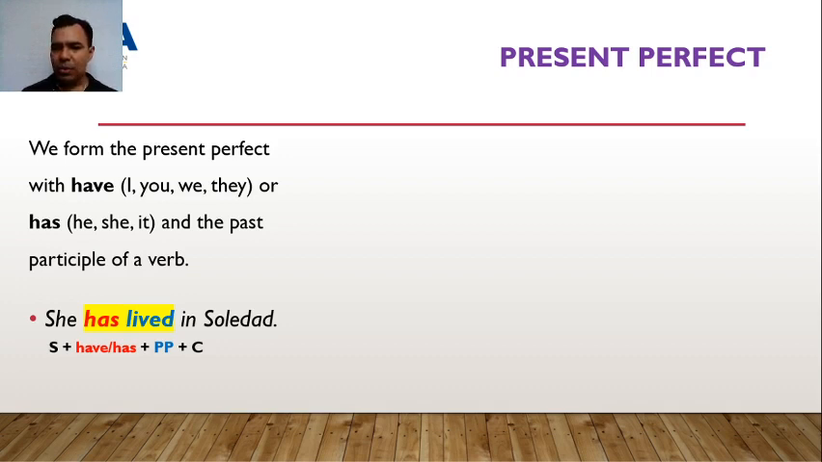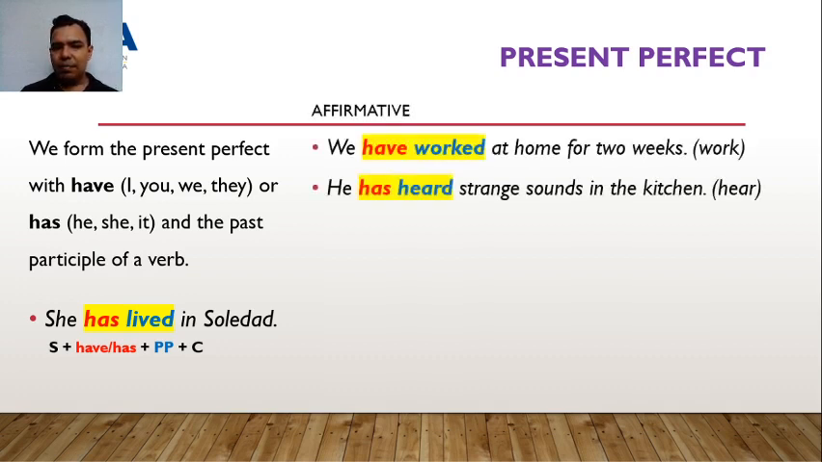Let's see some examples. Okay, affirmative sentences. Here we have two examples about affirmative sentences. Work is a regular verb, so we have worked at home for 2 weeks. I use have because the subject is we, and work as a regular verb finishes in ed. We have worked. The second example here is irregular, so the past participle is heard.